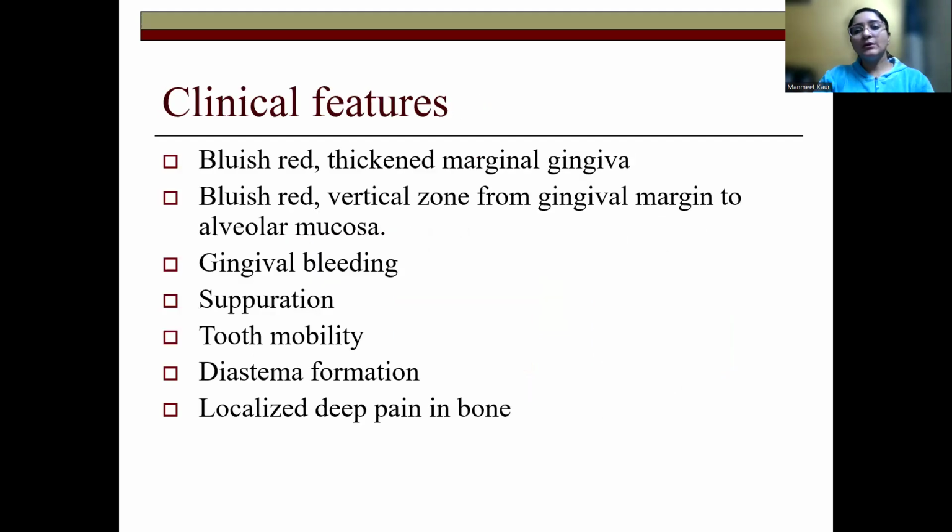Now, the clinical features of the gingival pocket: it appears bluish red, and most commonly it is associated with bleeding and suppuration, that is, there might be pus discharge. There might be tooth mobility, there might be diastema formation due to pathological migration, and there could be localized deep pain in the bone.